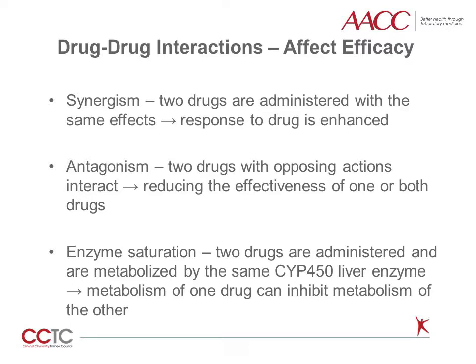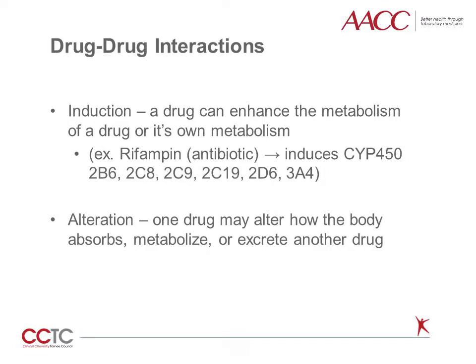Enzyme saturation can occur when two drugs are administered and are metabolized by the same cytochrome P450 liver enzyme. This can cause the metabolism of one drug to inhibit metabolism of the other. Enzyme induction leads to an increase in drug metabolism and decreases the concentration of drugs in blood. Enzyme inhibition can decrease drug metabolism and may lead to a rise in the drug concentration in blood. Drugs can also alter how the body absorbs, metabolizes, or excretes another drug.